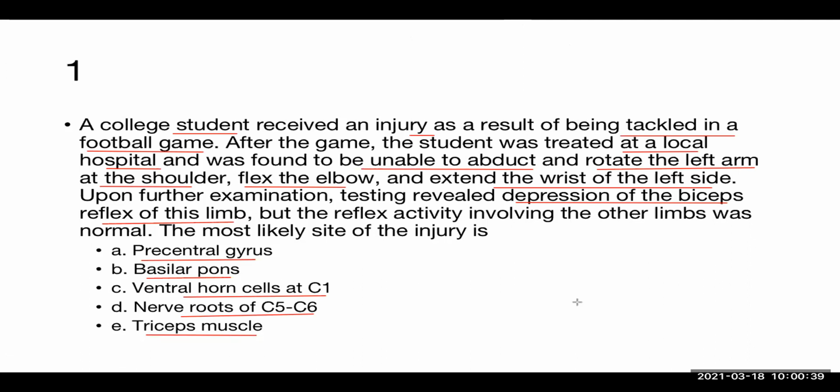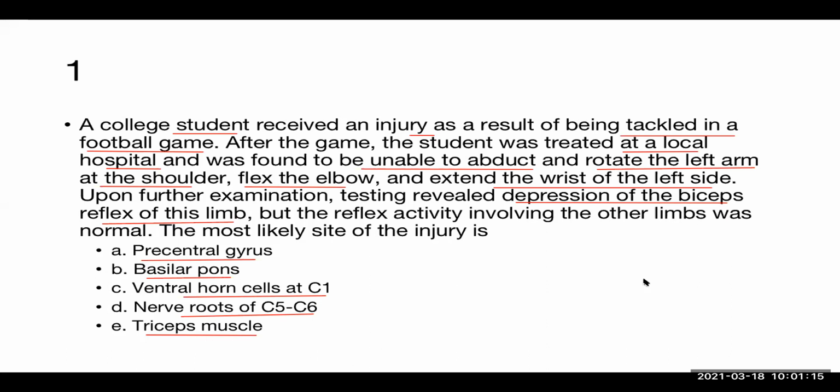Nerve root of C5 and C6. Can you elaborate on that? Sir, because the patient is unable to abduct and rotate the left arm at the shoulder, most probably the nerve supply to the deltoid muscle is affected. And also flexion of the elbow is lost and extension of the wrist is lost. And most importantly, the biceps reflex is lost. So the root value of the biceps reflex is C5 and C6.